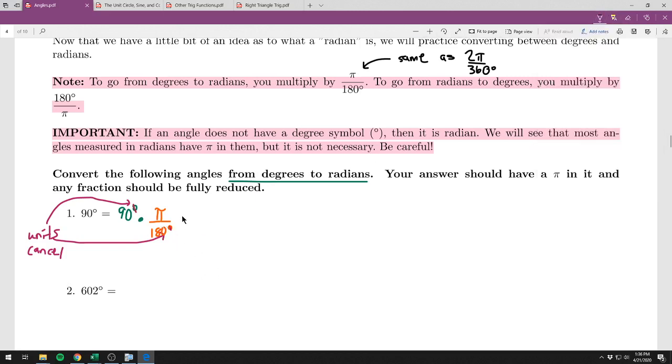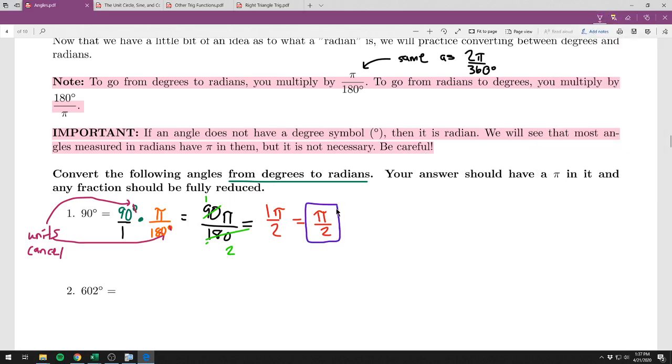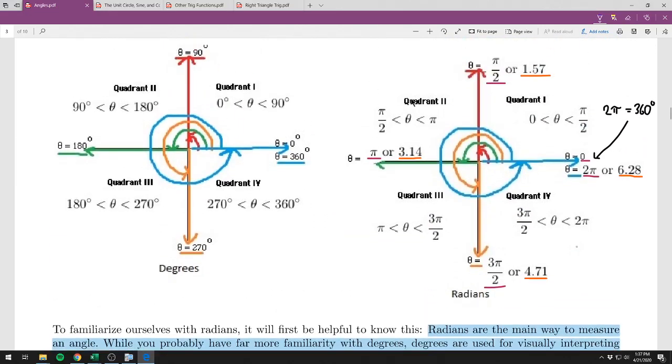And if it helps you, you can write 90 as 90 over 1. We multiply fractions here. We multiply the tops. We get 90 pi. Do not press that pi button in your calculator. Your answer should have a pi in it, so leave it alone. The denominator, 1 times 180 is 180. And now if you can simplify the fraction, go ahead and do that. And 90 over 180, we can simplify quite a bit. We can take a 90 out, and we get 1 over 2. So our final answer is 1 pi over 2, and you can just simplify that and write it as pi over 2. But that's how we convert from degrees to radians. I'll remind you from the picture up here, 90 degrees and pi over 2 radians were the same. That's how we get it.